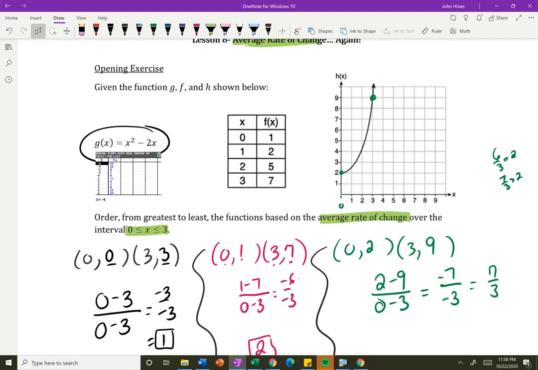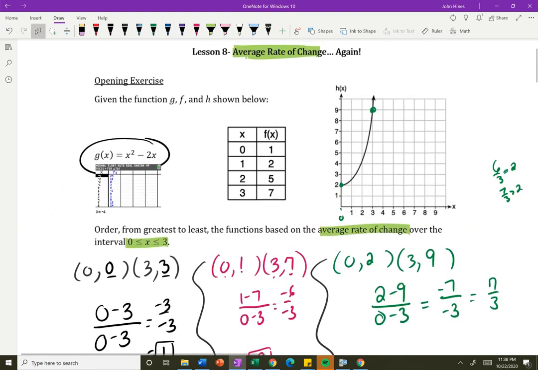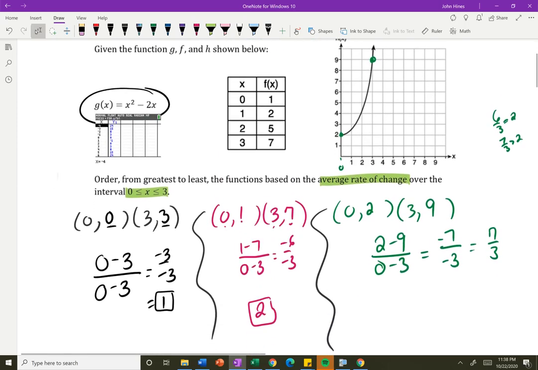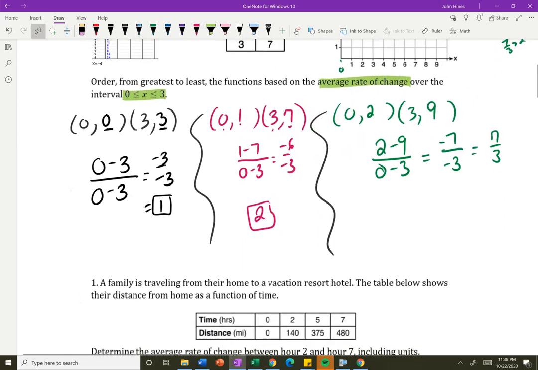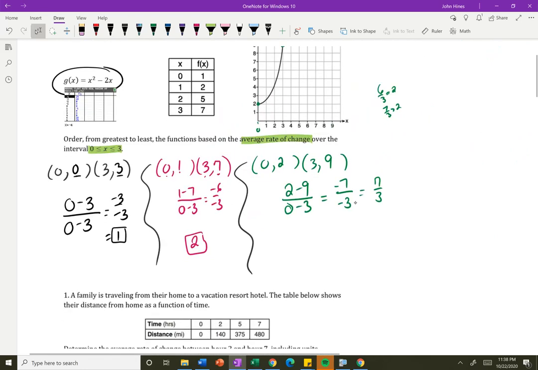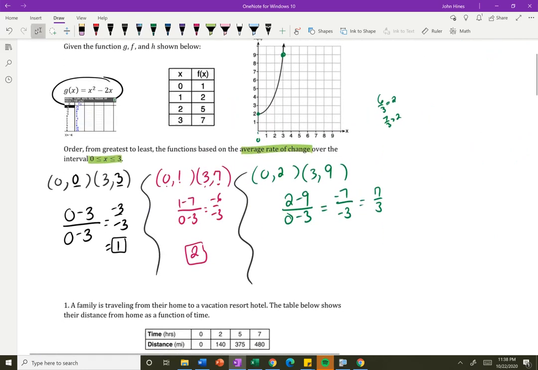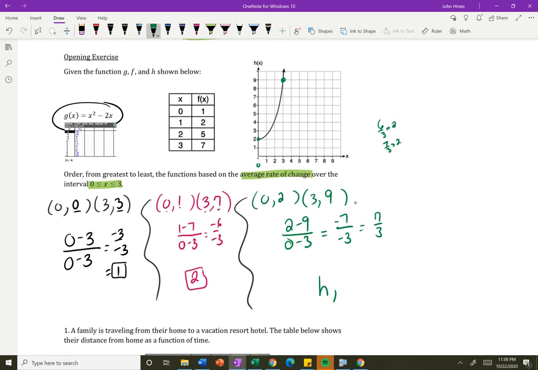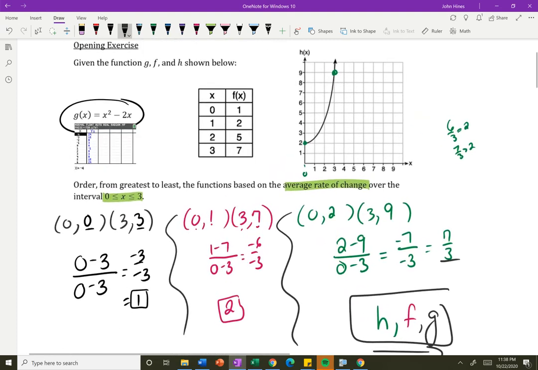It's 2.3333. So order these functions g, f, h from greatest to least. So who's got the biggest rate of change? The graph, which is h. So our answer is h, then f, then the table, then the equation. So that's from greatest to least. I'm decreasing there. Greatest rate of change to least. So when we work with average rate of change, we're finding the slope between 2 points.